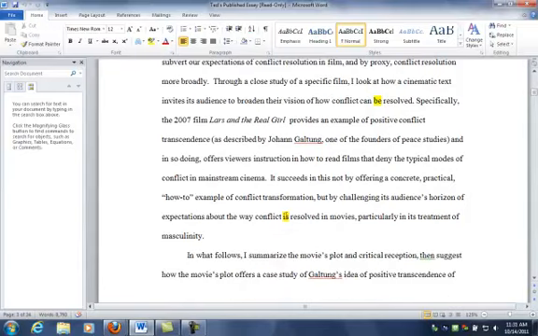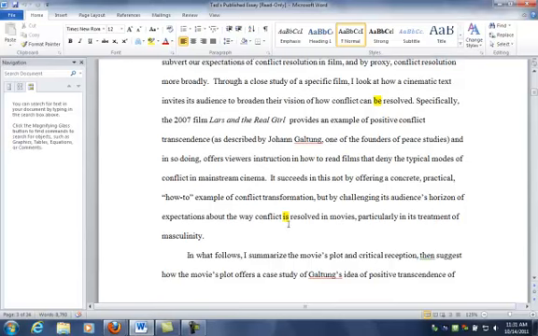Down here, you see that it's highlighted is. I didn't tell it to find is, but because Microsoft Word is kind enough to find all forms of be, it's highlighted is. And it's a very similar kind of example, actually. Let's just look at the second half here. But by challenging an audience's horizon of expectations about the way conflict is resolved in movies, particularly in its treatment of masculinity. Okay, we're just looking at this last part of the sentence, not the whole thing, because it's a relatively long sentence.